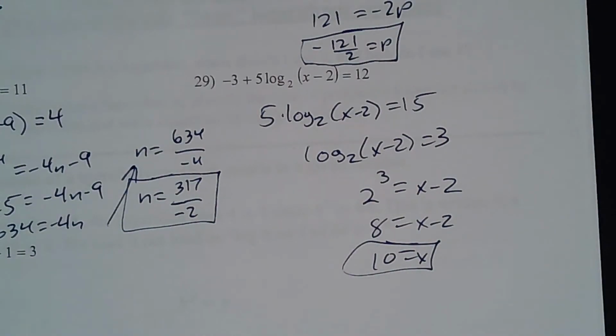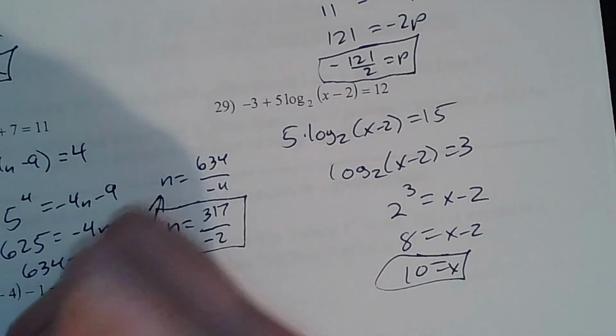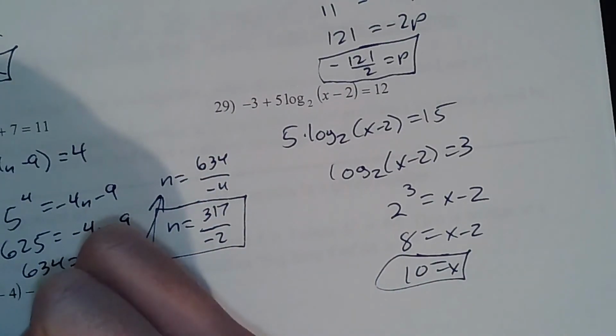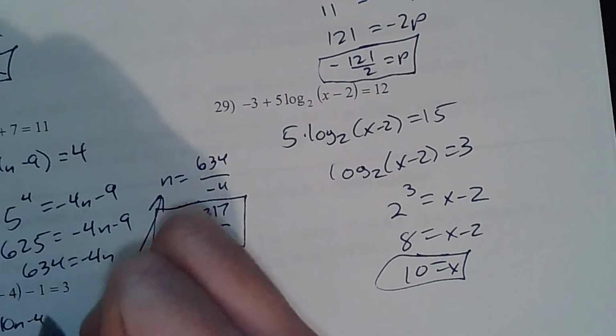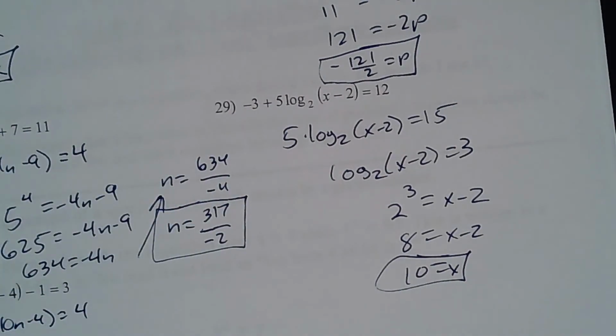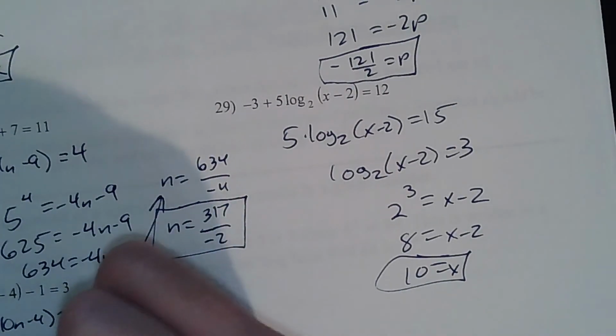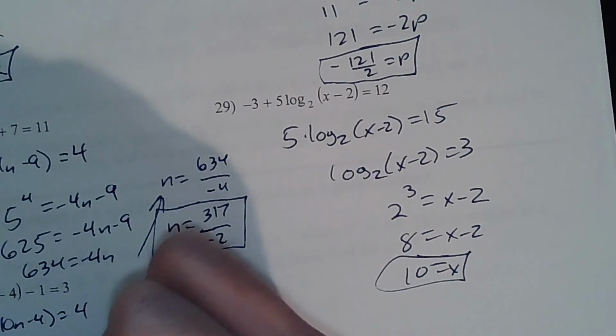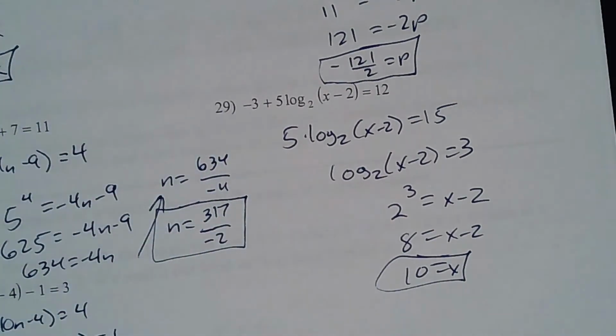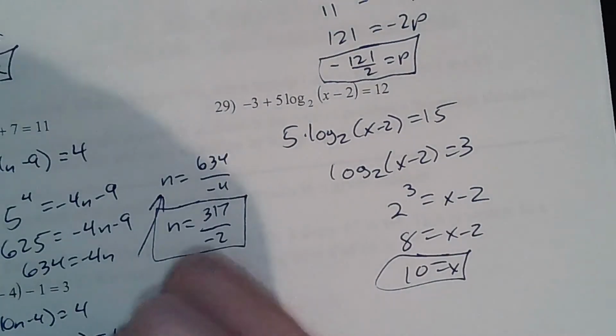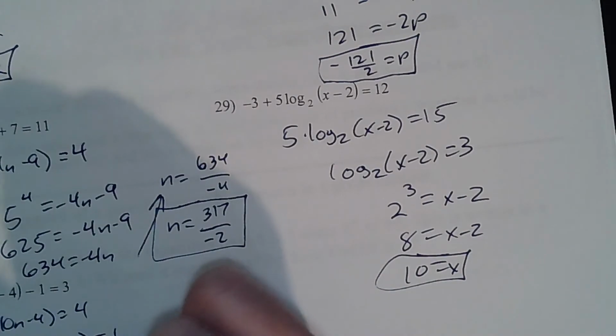Let's continue. Moving on to over here, we got 4 log base 5 of 10n minus 4 equals 4. Divide both sides by 4. Log base 5 of 10n minus 4 equals 1. 5 to the 1 power equals 10n minus 4.